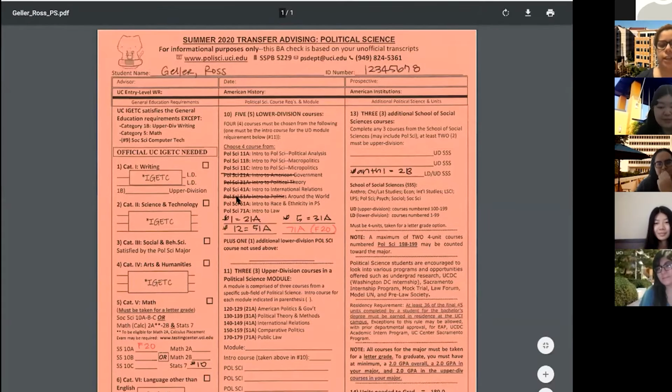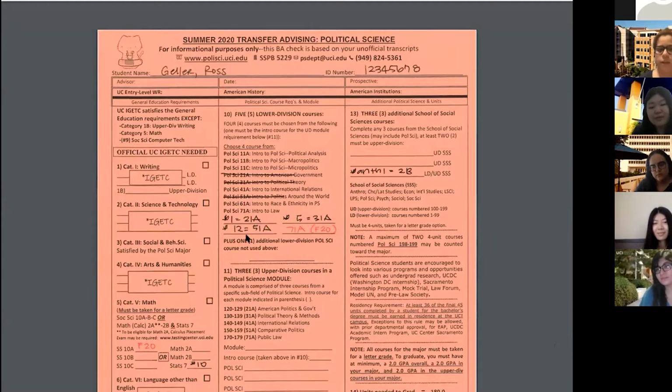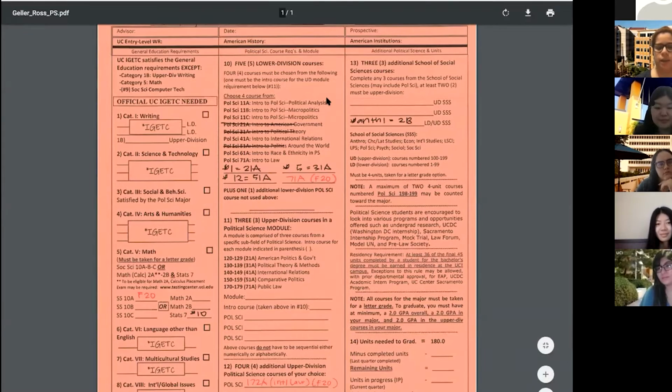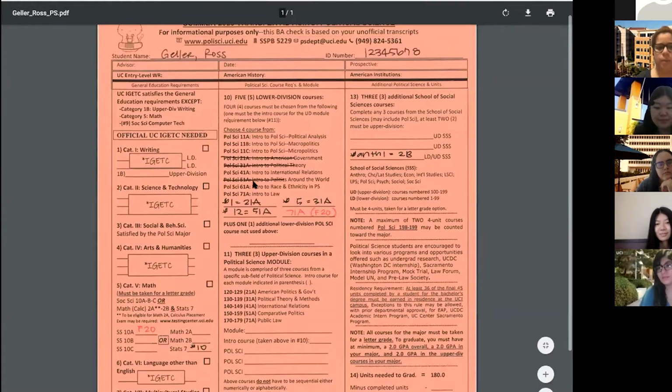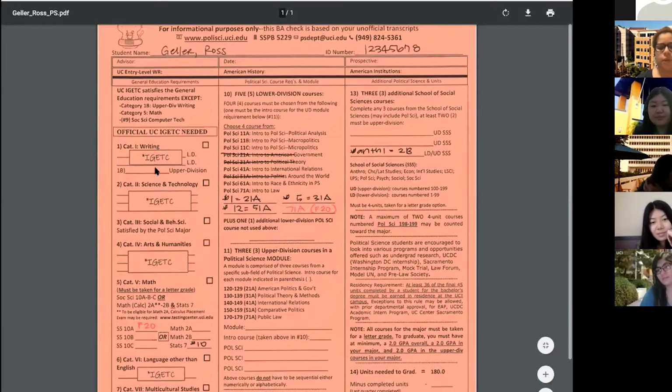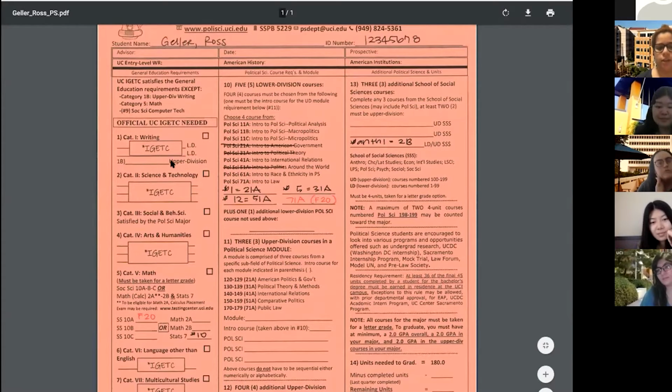So here is a sample transfer doc that you guys may similarly have. Here we have the student's name, the ID number, and on the left hand side we have the UC entry level writing. So we see that if you have the IGETC, it would be shown here in the stars under the category of writing. The only thing here is that at UCI, you would have to take the upper division writing that won't be covered by that IGETC.